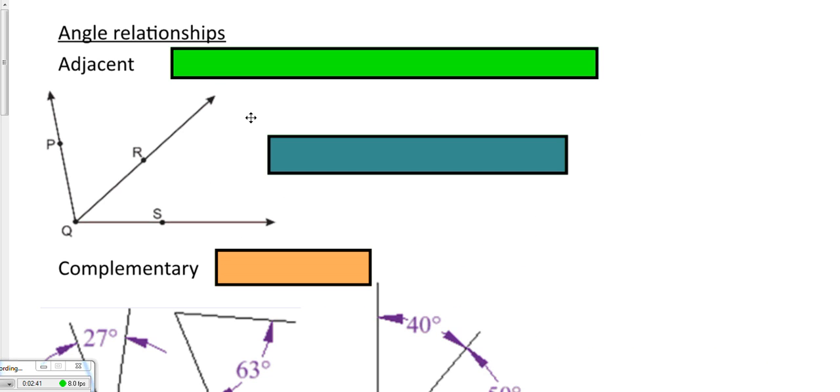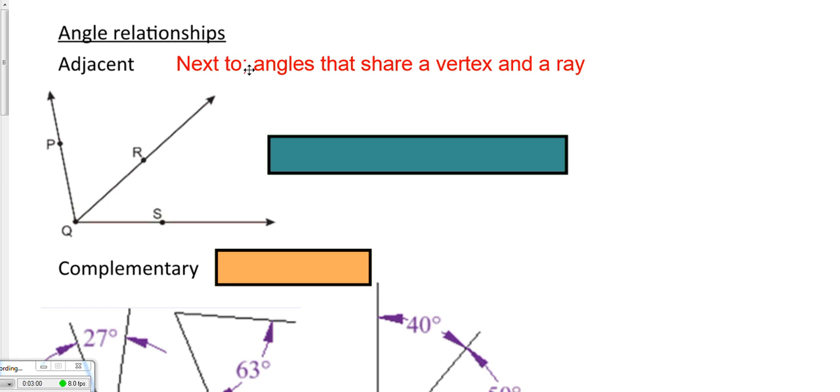Our angle relationships. Adjacent is one of them that we can look at. And again, some of these should be review. The word adjacent just means next to. So if you think of your adjacent neighbor, it's only the neighbors whose yard touches yours, not people who are somewhere across the street or across town. It's only next to you. So for angles, this means angles that share a vertex. They all have the same starting point there, and they also share a ray.